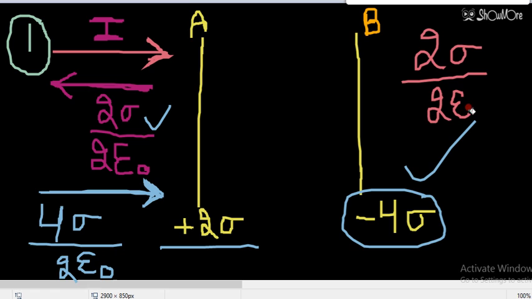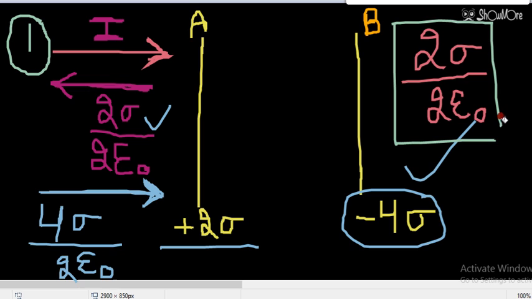So I hope it is clear. 2 sigma by 2 epsilon naught. This is the resultant electric field in the first region, and the direction of this electric field is along the right direction, towards the right as shown. You can note the solution up to this point.